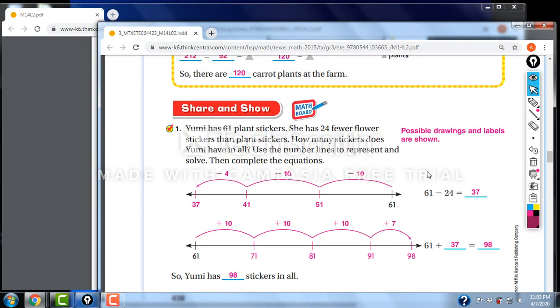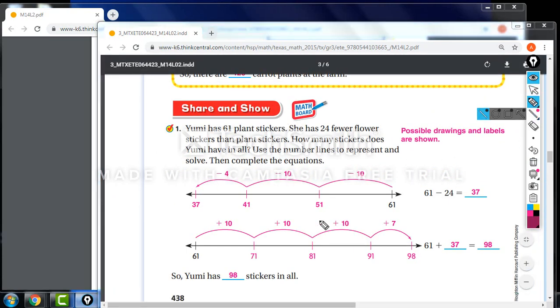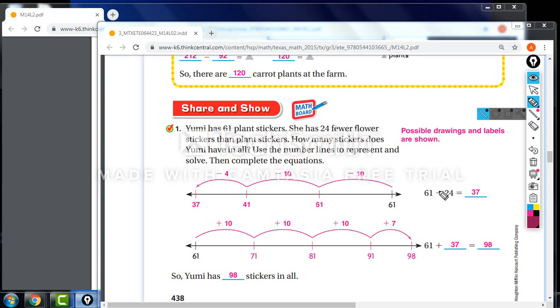If we take a look at this right here, let's do this one. This is a possible drawing. So we'd start at 61, because that's your number here, and then go how many jumps? We're going to do 24. So 61, if I go 10, that's 51. Another 10, that's 41. I've already done 20 here, so now I need to go backwards 4. So 41, 40, 39, 38, 37. So now I stop at 37 because these are my 4 jumps.